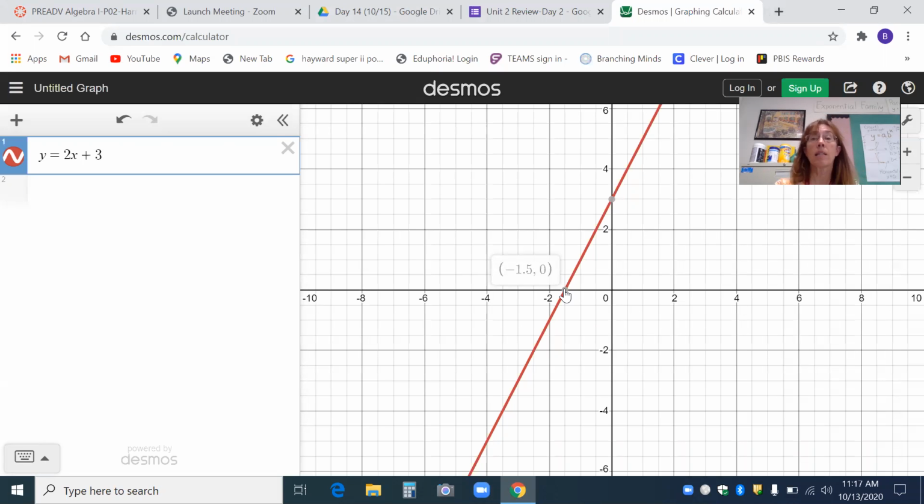Now, you may say, well, that's great. I see the picture if I'm doing an attribute like an x-intercept or a y-intercept, or even if it's a parabola and I'm looking for the vertex. But what if I want to see the table? I'm glad you asked. Look over here.